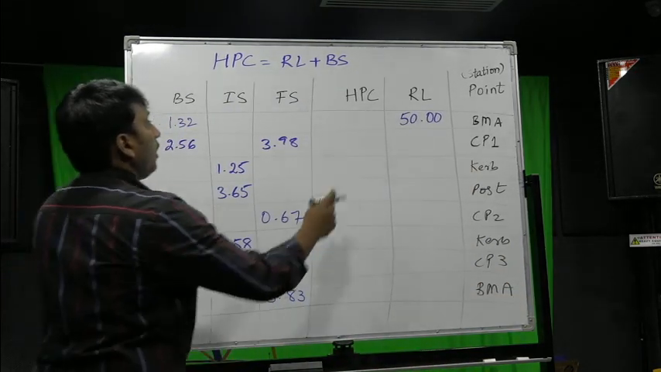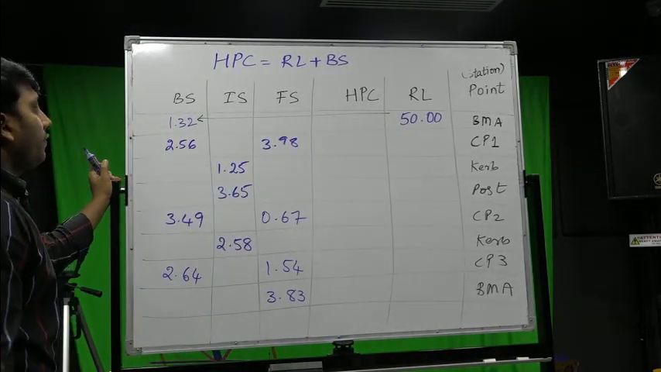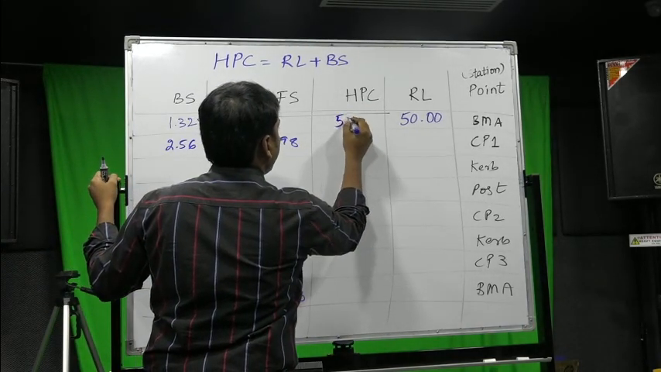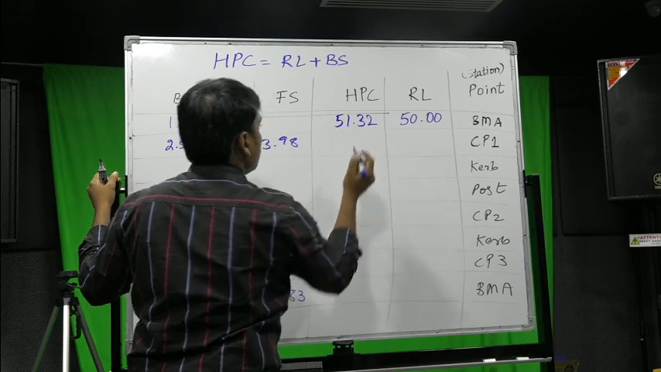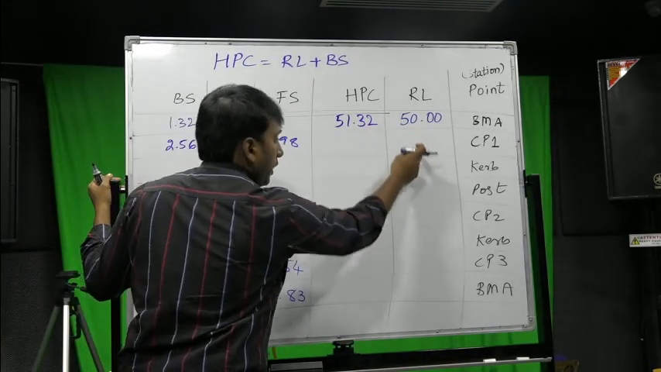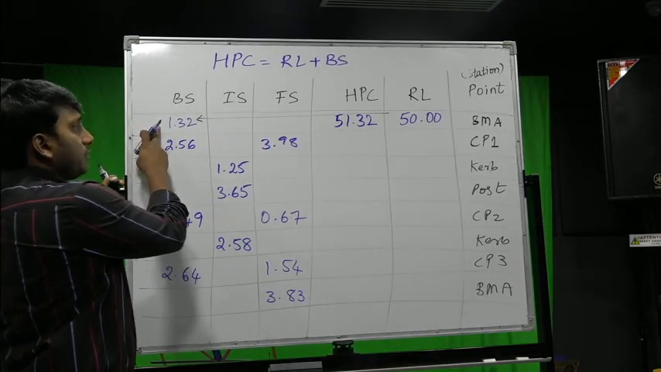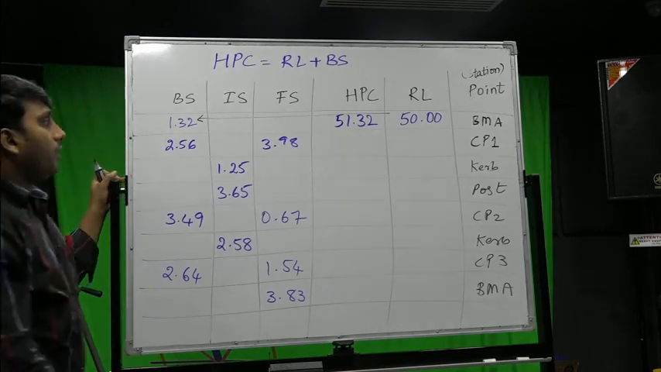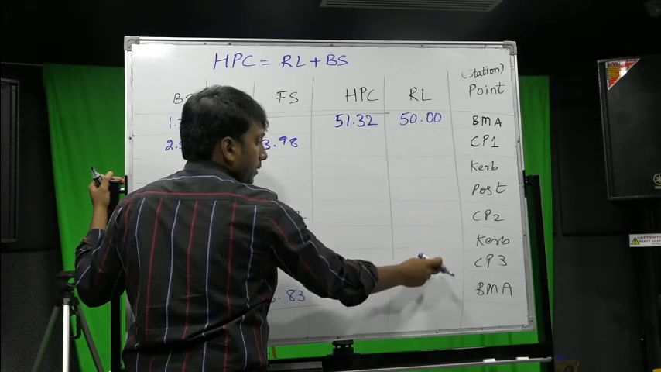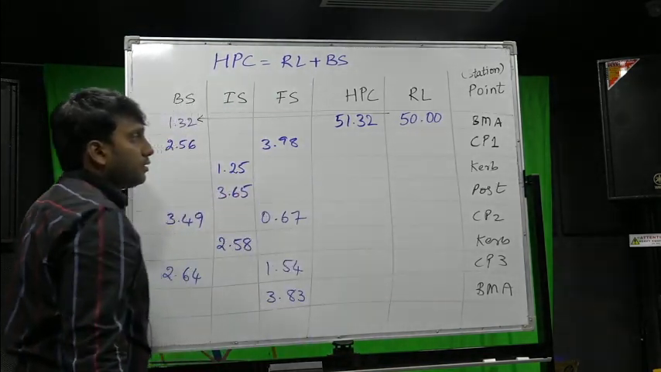So you can see RL plus backsight, 50 plus 1.32 gives you the height of plane collimation, 51.32. Once you have calculated the height of plane collimation, you need to calculate the RLs. The simple logic is that wherever you have backsight, you will get height of plane collimation over there, and for all other points we have to calculate the RLs. The next step is to calculate the RL of CP1.